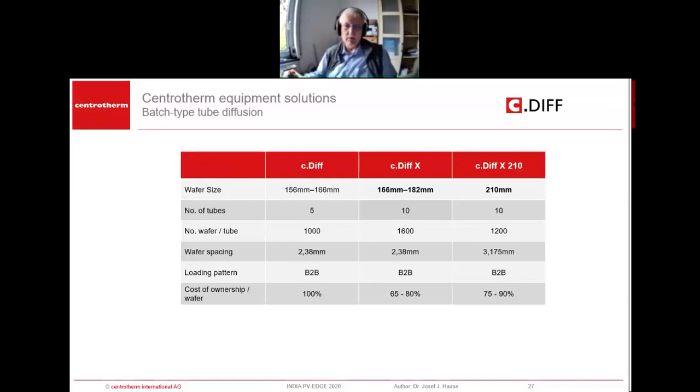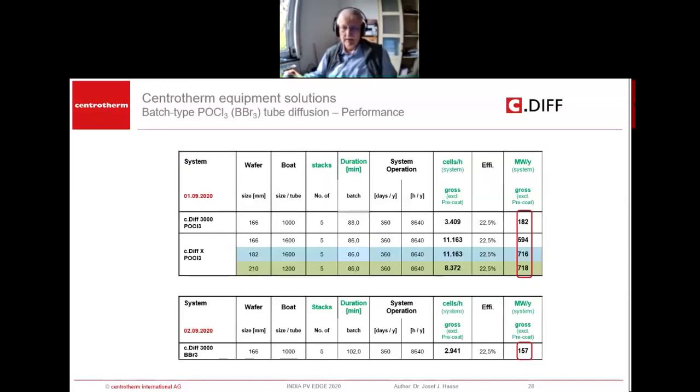When we look here, it's quite similar. When we look at the machine, you already know it's 156 to 166 millimeter wafer, which has about 1,000 wafers per tube. We move to the Div X, which has about 1,600 wafers and 10 tubes for 166 to 182 millimeter wafers. And if we go to 210 millimeter wafers, we have 10 tubes, but we have only 1,200 wafers in a boat. There's a bigger spacing required to compensate the depletion to the center of the wafer. We have also here a significant cost of ownership reduction. Next, please.